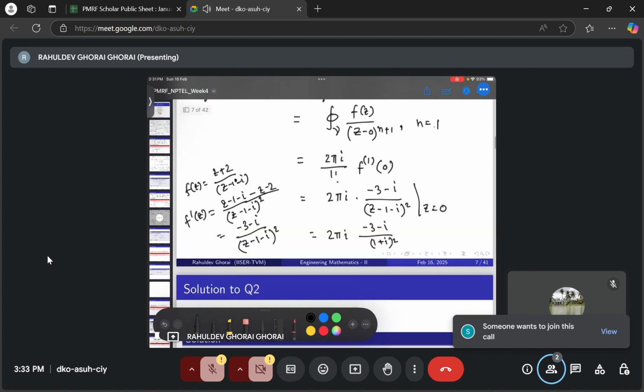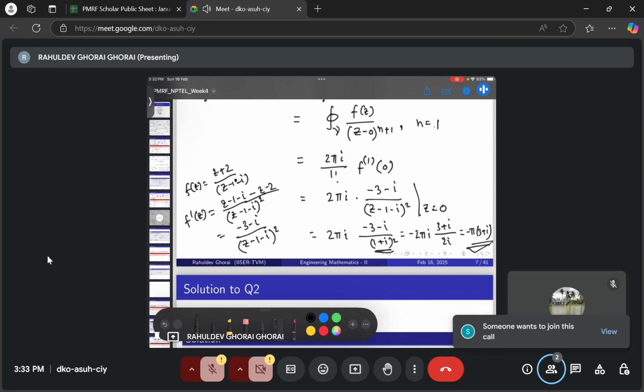So that gives minus 2 pi i times (3 plus i) over (1 plus i) square. What is (1 plus i) square? It means 1 plus 2i plus i square, and since 1 plus i square cancels to 0, only 2i remains. So that is nothing but minus pi times (3 plus i). That's all.